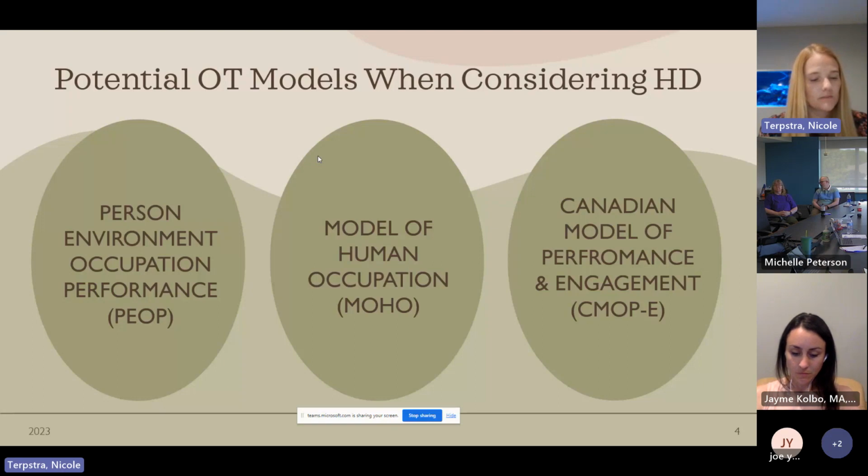Lastly, the third model that I thought was most appropriate is the Canadian Model of Performance and Engagement, or the CMOPE. This is a client-centered model that is highly collaborative between the therapist and the client. It has 3 main categories, including environment, occupation, and person. In this model, the client is the one who really directs the goal setting, and I think it's a very unique perspective.